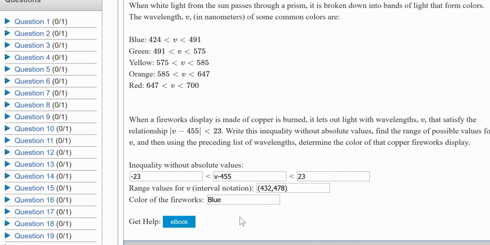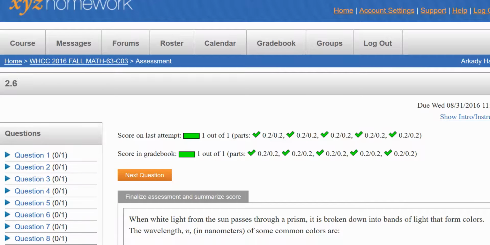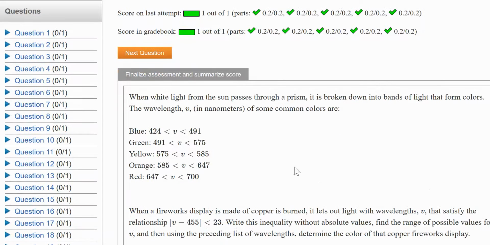Well, let's see if we are correct. Let's submit this. Yes, all three we got correct. We're awesome. That's cool. Okay, so hopefully that helped you with number 20. Again, your problem is not going to be exactly the same. It will be similar.